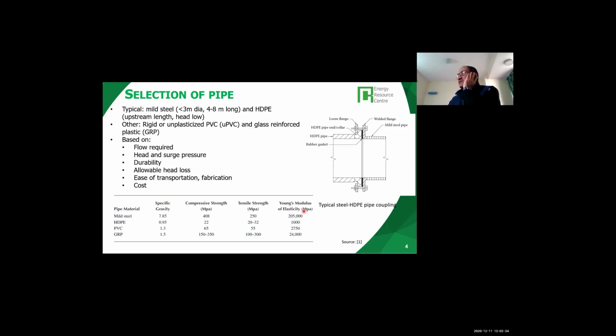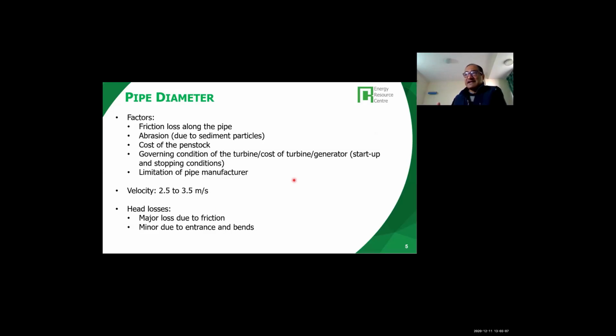So these are certain conditions, and when you have a steel pipe and an HDPE pipe, the high density polyethylene pipe, you have to have certain connectors to couple them, and this is basically a schematic of how it is coupled. They have a loose flange and an end collar, a welded flange. On the right is the mild steel, on the left is the HDPE pipe. So these are basically construction related factors.